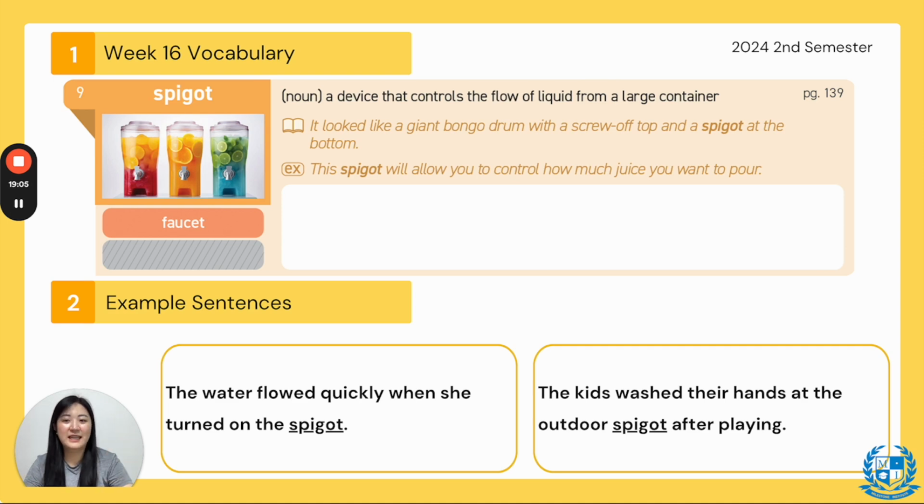Let's look here. It says the water flowed quickly when she turned on the spigot. Turned on and whoosh, all this water came out. Next one, it says the kids washed their hands at the outdoor spigot after playing. I've been to the mountains here, and they also often have a spigot randomly, and then when I turn it, a bunch of water just comes out and I can wash my hands. It's great.